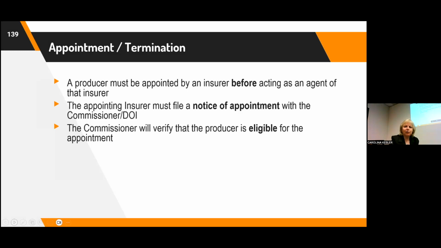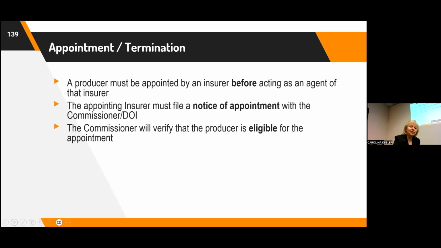A producer must be appointed by an insurer before acting as an agent of that insurer. You have to be appointed. So just because you pass your test, you've got to wait for the letter from the company that says you're appointed. They usually put it right smack on your homepage: Congratulations, you're appointed. They used to put it in the emails, but so many people just didn't check their email. So they put it right on your homepage.